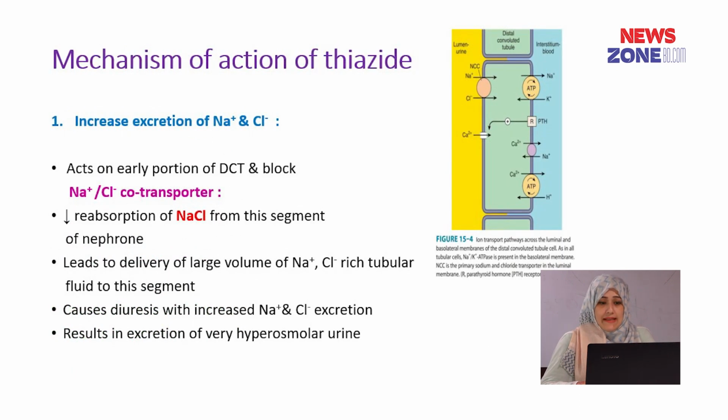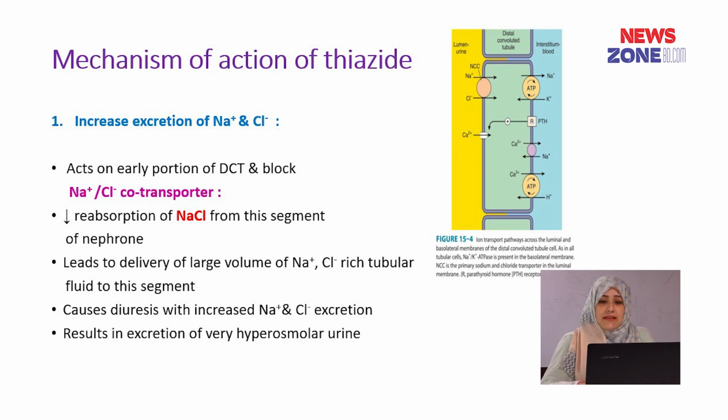Mechanism of action of thiazides. Number 1, it increases the excretion of sodium and chloride and acts on the early portion of the distal convoluted tubule and blocks the sodium-chloride co-transporter. This is a very important co-transporter. It decreases the reabsorption of sodium chloride from this segment of the nephron and leads to delivery of a large volume of sodium and chloride-rich tubular fluid to the next segment and causes diuresis with increased sodium and chloride excretion, resulting in excretion of hyperosmolar urine.